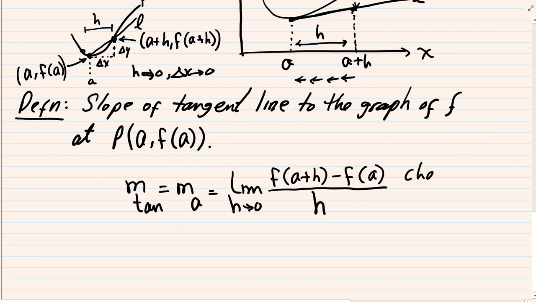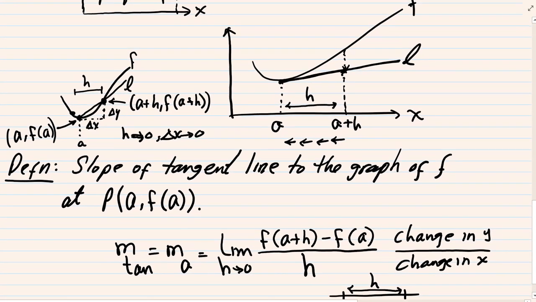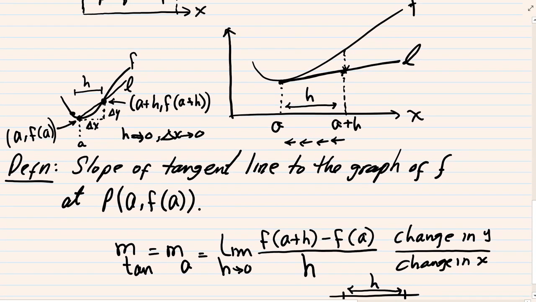So the numerator of this fraction that I have in the limit form is the change in y, and the denominator is the change in x. Remember, as you go from a to a plus h, the change is h units. Okay, and that's what that is. And there you have it. So this is how we're going to define the slope of a tangent line.